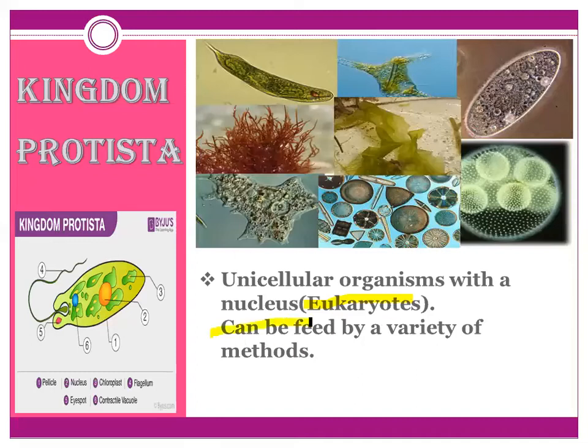And again, they can be fed by a variety of methods, meaning their mode of nutrition is different. Some of them can make their food by themselves, and some of them cannot make their food, just like plants and animals, but they are unicellular and they are eukaryotes.